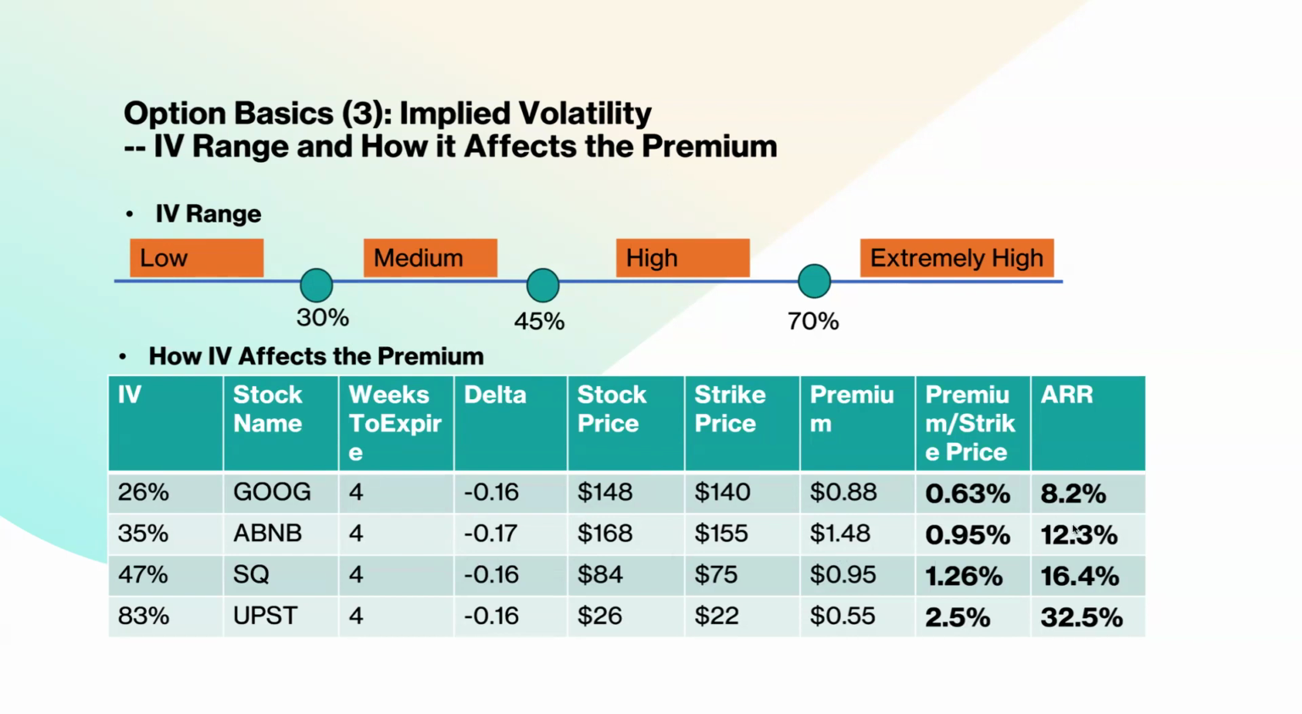Medium IV gives you 12% ARR. High IV generates 16% ARR. And Upstart generates 32% ARR.